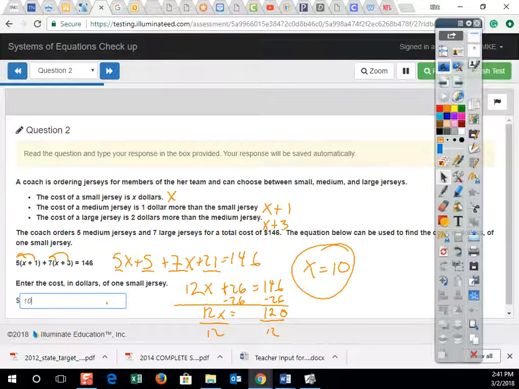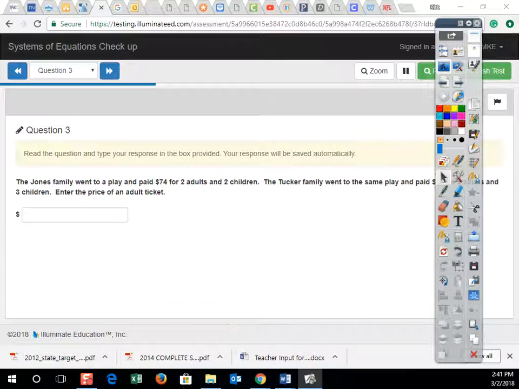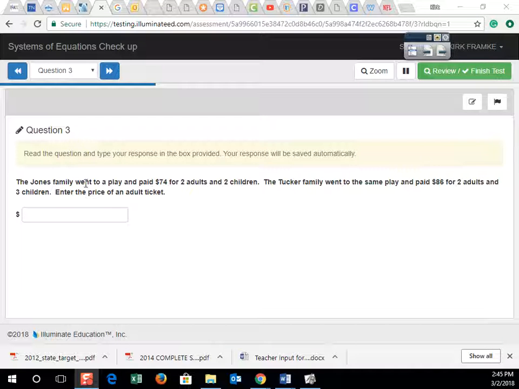Okay, moving on to the next problem. Clearing the board. So here we go, problem number 3. The Jones family went to a play and paid $74 for 2 adults and 2 children. The Tucker family went to the same play and paid $86 for 2 adults and 3 children. And this is a system of equations, isn't it? All right, so here we go.